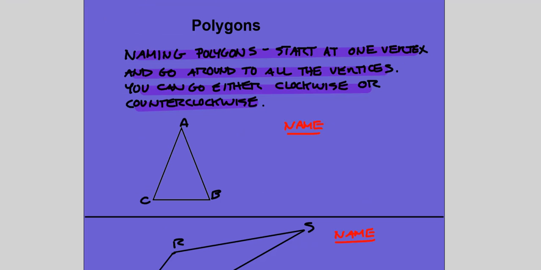Now, naming polygons. We can associate each vertex with a letter. This is a triangle. Naming polygons, you start at one vertex and go around to all the other vertices. Vertices is the plural of vertex. You can go either clockwise or counterclockwise. So there are actually a bunch of names for this triangle. One is triangle ABC, but you could reverse that. Starting with A, you could call it triangle CBA. So those are the 2 ways if I start at vertex A.